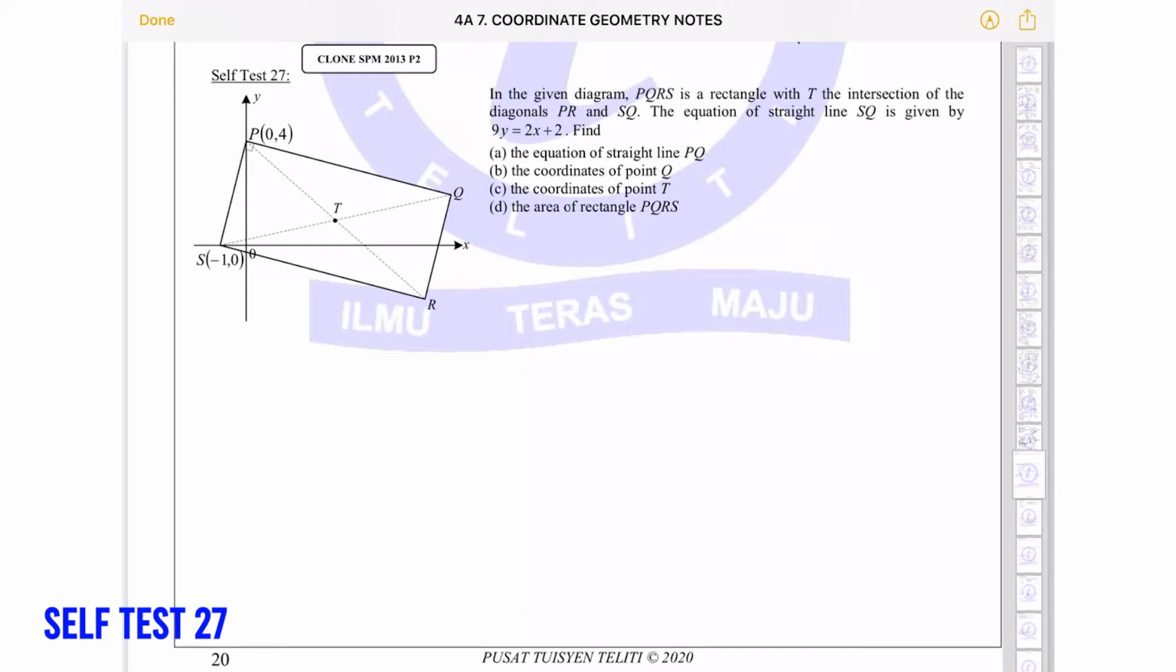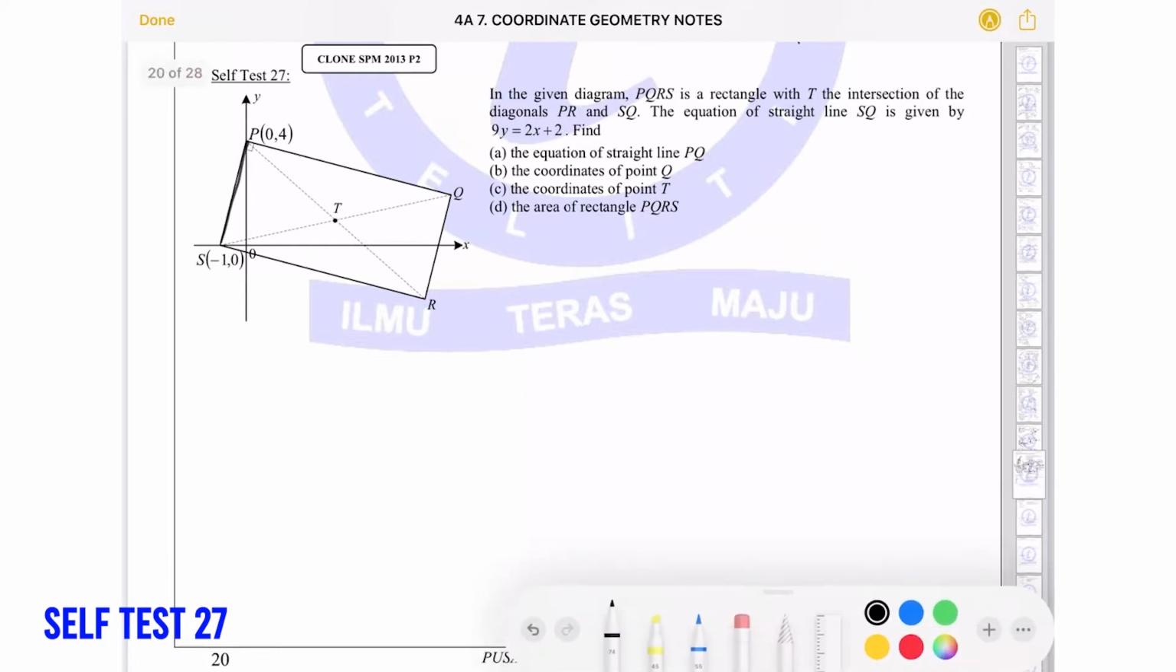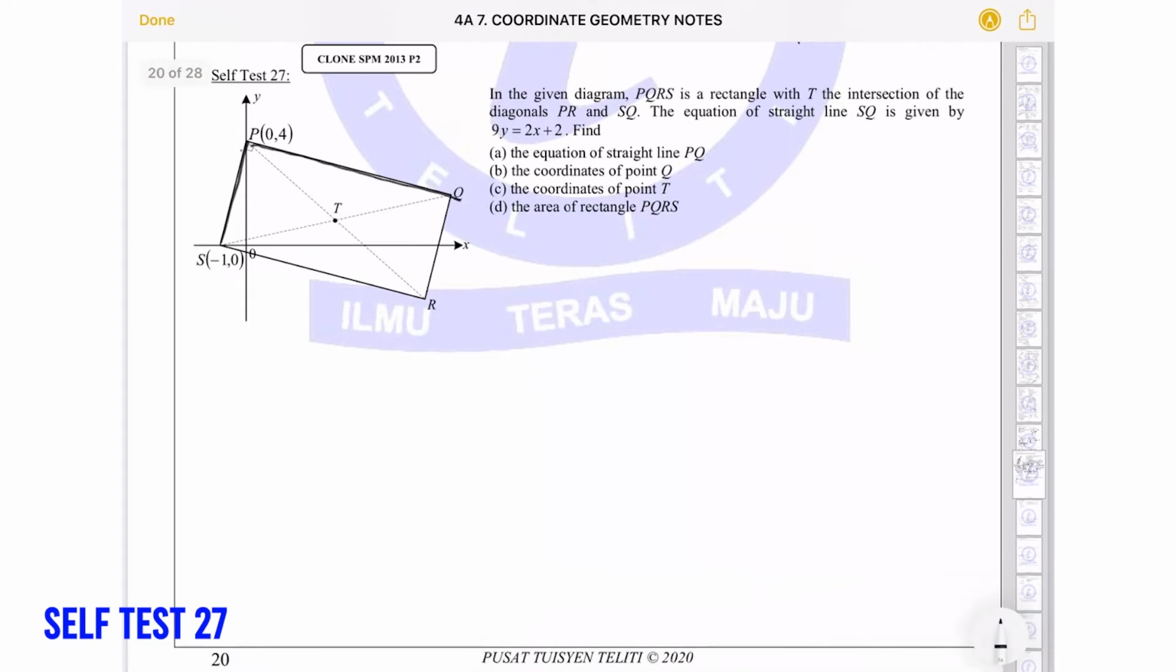Okay, before you find PQ, we need to find PS first, because PS and PQ are perpendicular. Now, I hope you know by now, whenever they're perpendicular, we're going to do M1 dot M2 equals -1. But first, I need to find the gradient of PS. And since P is my y-intercept and S is my x-intercept, we can use negative y-intercept over x-intercept, we get 4. Now, gradient M1 dot gradient M2 is -1. So the gradient of PQ is now -1/4.